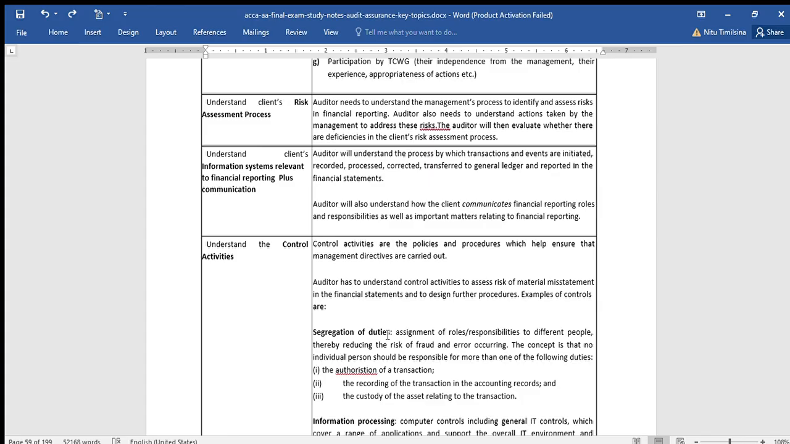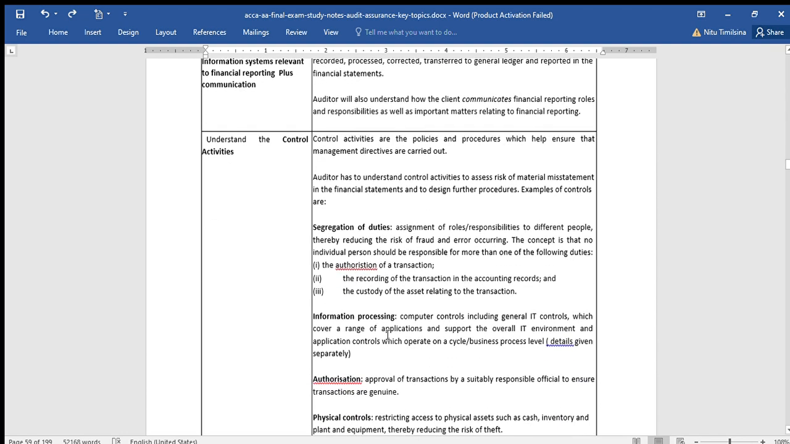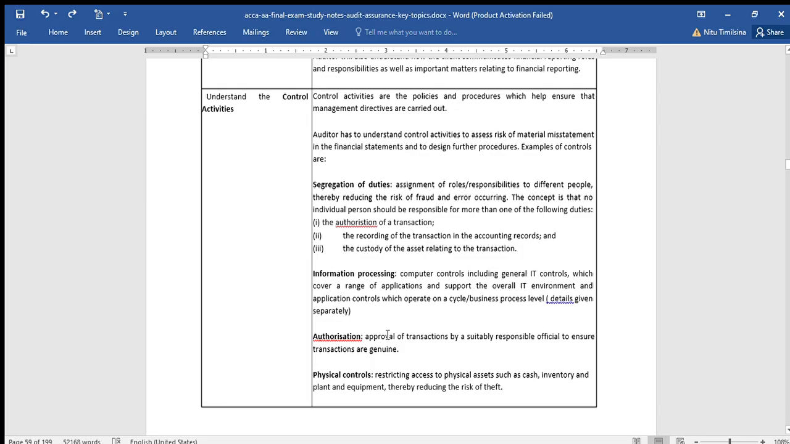So fourth, understanding the control activities. Control activities are the policies and procedures which help ensure that management directives are carried out. Auditor has to understand control activities to assess risk of material misstatement in the financial statement and to design further procedure. Examples of control are segregation of duties, assignment of roles and responsibilities to different people, thereby reducing the risk of fraud and error occurring.